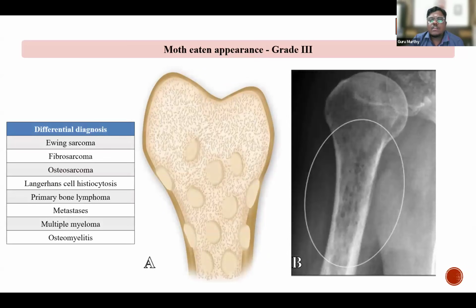Next are the common malignant or aggressive looking lesions. These are the moth-eaten appearance, which I said is 2 to 5 mm. They will be with the margins being very rugged, hazy and ill-defined. So this signifies it's an aggressive pathology. It can be either a malignant pathology or it can also be seen in osteomyelitis.